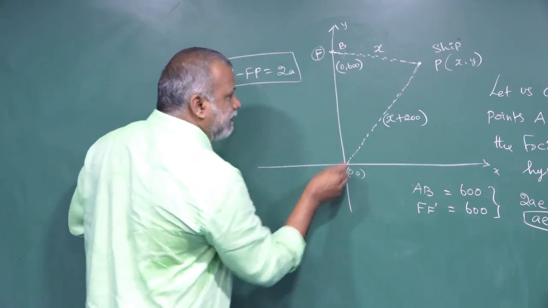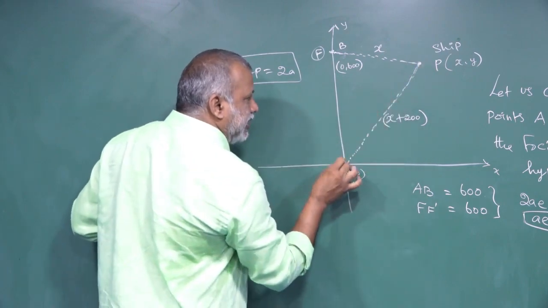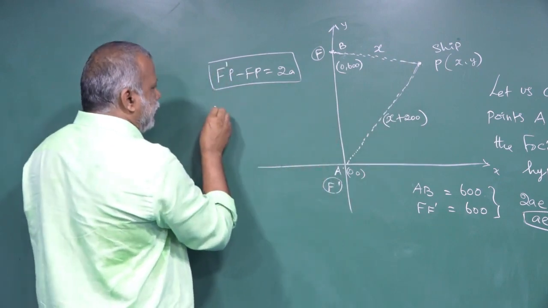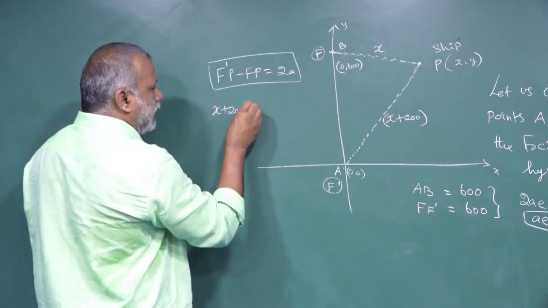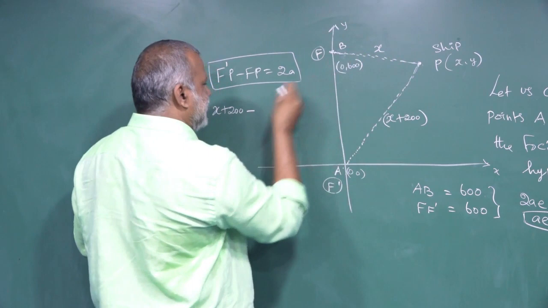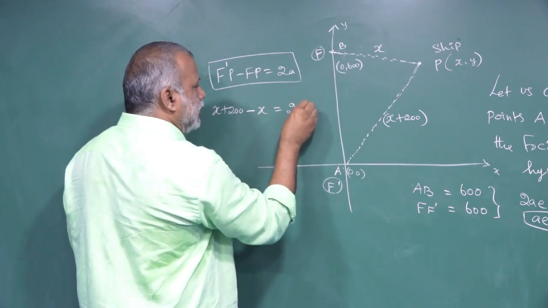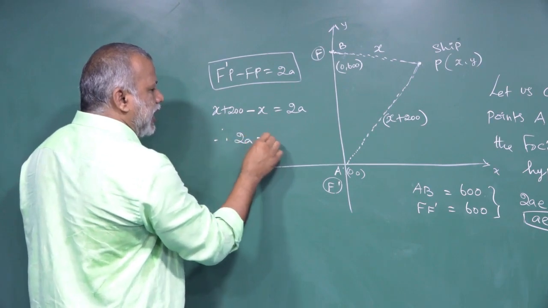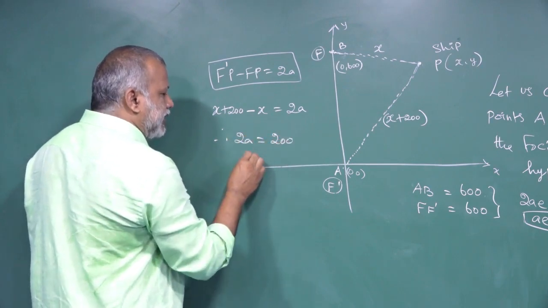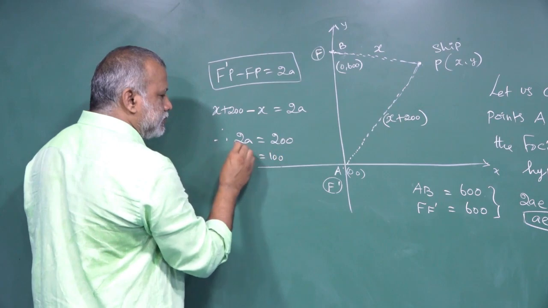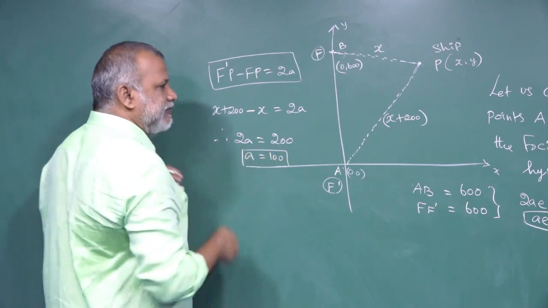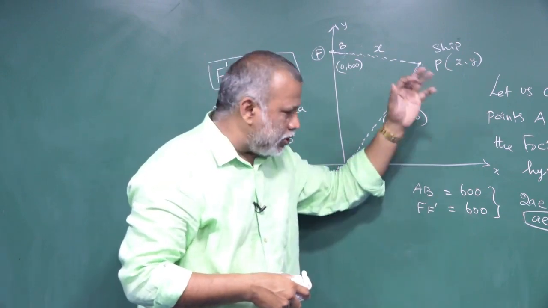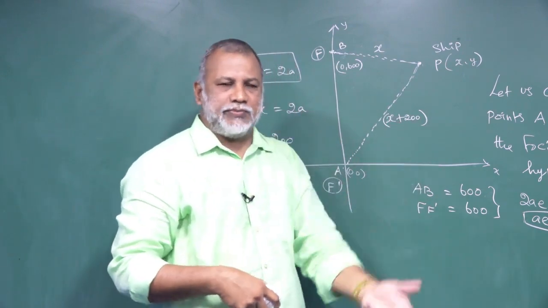Now listen, F dash P. What is the distance AP? x plus 200. That is nothing but F dash P. Therefore, x plus 200 minus x equal to 2a. The x will be removed. Therefore, we can say 2a equal to 200. From that, a equal to 100. This is the second information we are able to get. So listen carefully, understand the question. We are working it out one by one, step by step.